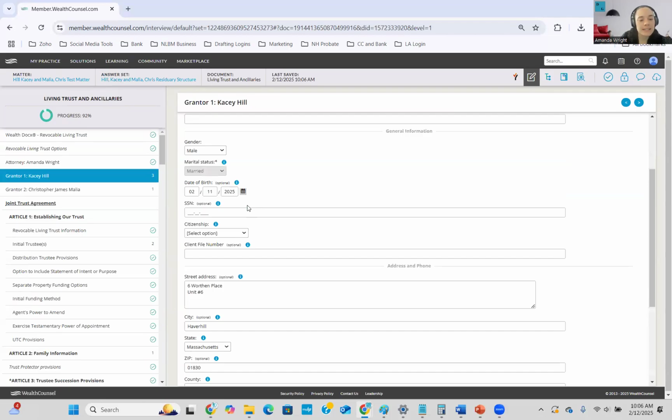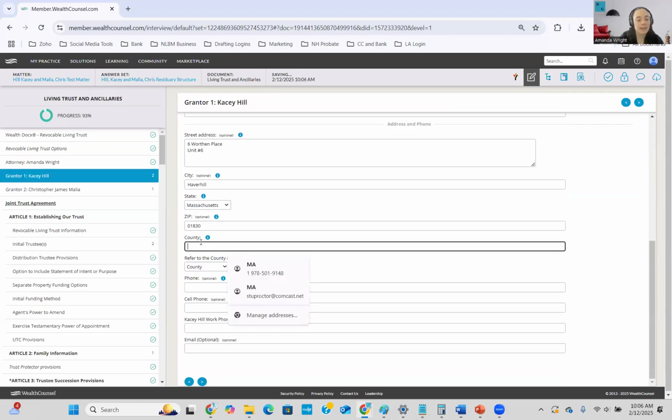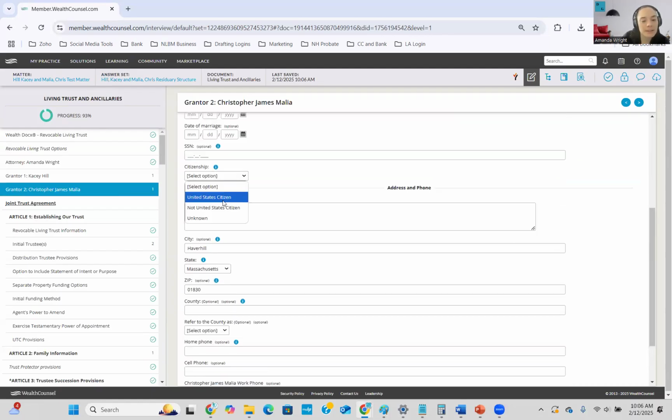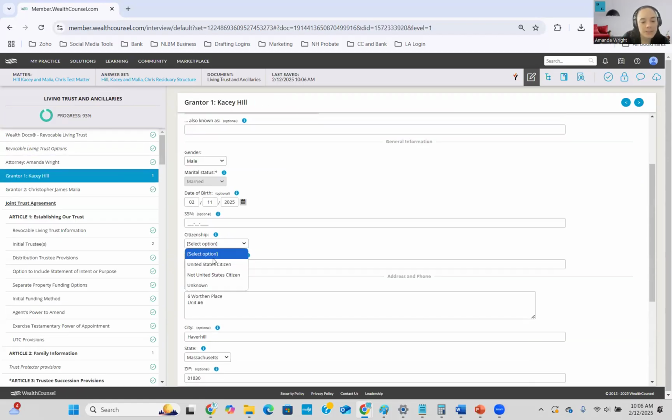Let's take a look at Casey. As you can see, we have 92% of our things filled in. We're going to fill her county in. And we're going to take a look at Chris over here. Probably the same thing. He's a citizen. Okay. Oh, we're missing something over here. Oh, we're missing her citizenship.